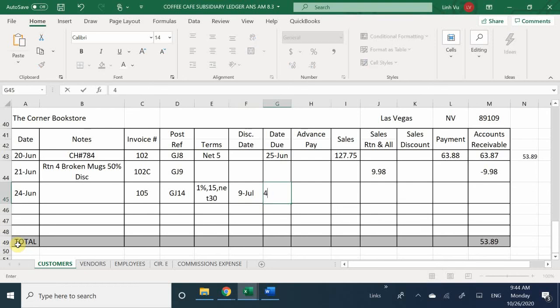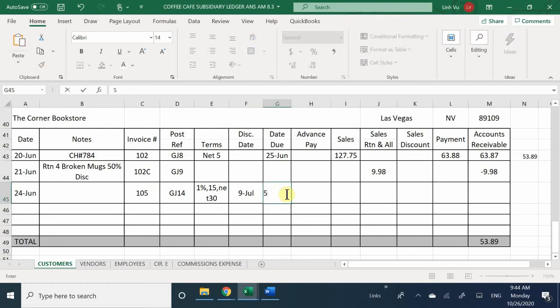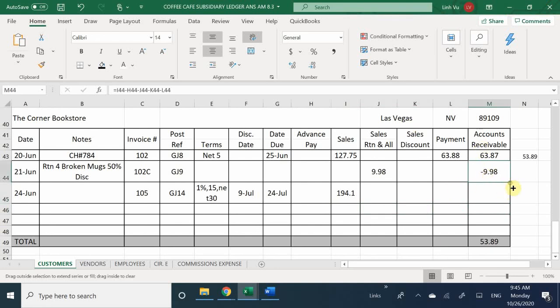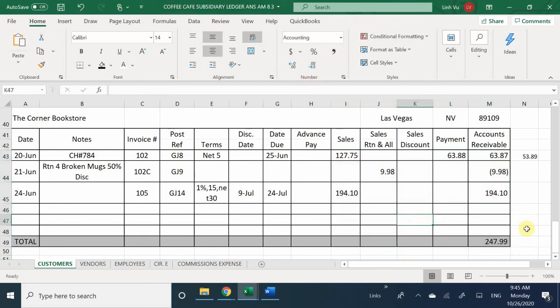And then this one is July 24. Sorry, I turned my caps lock off, I was trying to turn it back on. 24th of July. Good. What was the sales amount? 194.10. And they did not pay for it yet, so they owe us the same amount, 194.10. I'm going to highlight this and change it to comma style. All right, good.